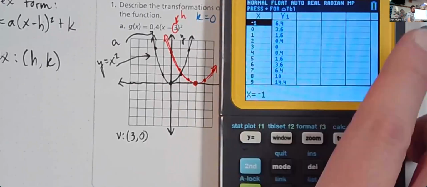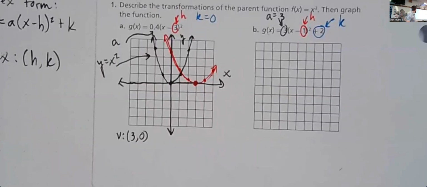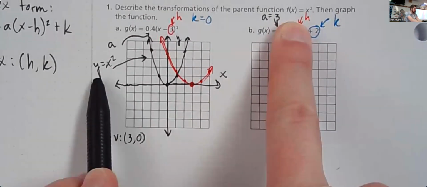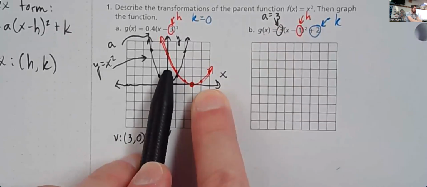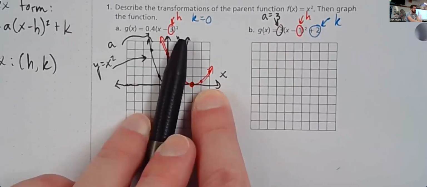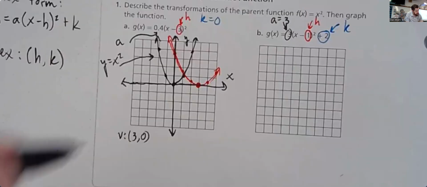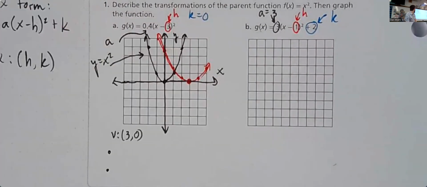Now, a couple things we need to do. It says describe the transformations and then graph the function. So we've got our parent function, y equals x squared, or f of x equals x squared. We have our new function, g of x equals 0.4 times x minus 3 squared. And now we have to describe the transformations. So there's two things happening here.